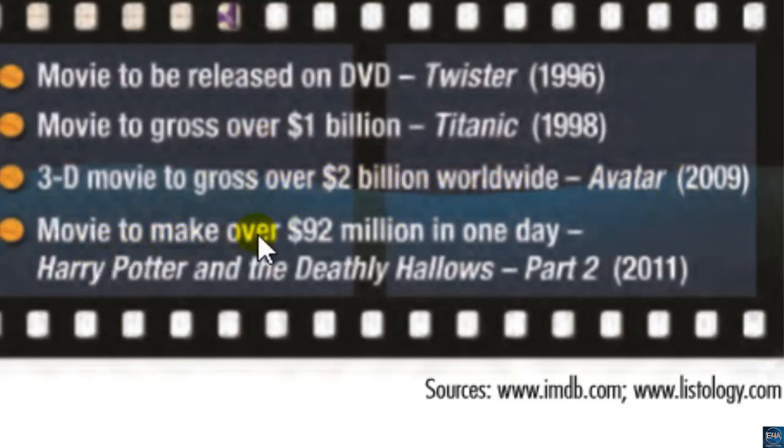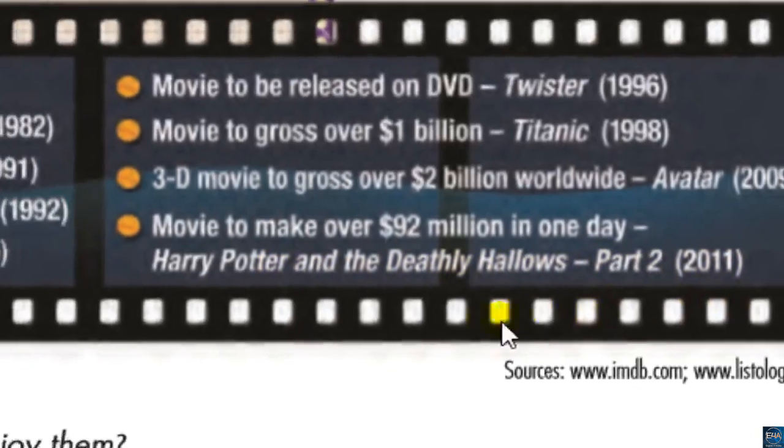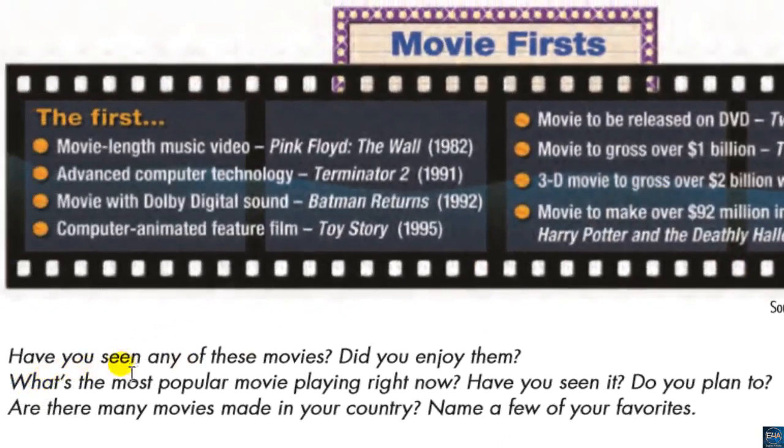The first movie to make over $92 million in one day. In one day, the movie earned $92 million. That was, of course, Harry Potter and the Deathly Hallows, Part 2. Have you seen any of these movies? Did you enjoy them? What is the most popular movie playing right now? Have you seen it? Do you plan to? Are there many movies made in your country? Name a few of your favorites.